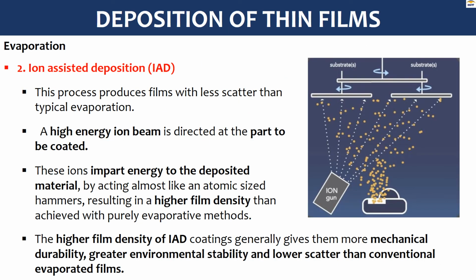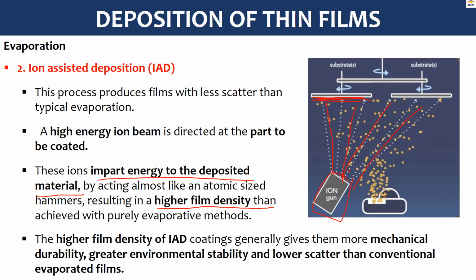Then you have ion assisted deposition, which is also part of evaporation. Here you have your ion gun, your source of ions. It produces high energy beams that are directed to the sample, or the substrate material. These ions impart energy on the deposited metal, resulting in a higher film density than the one achieved using a purely evaporative method.